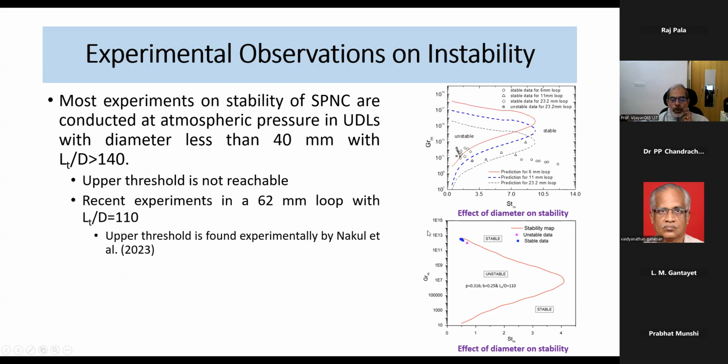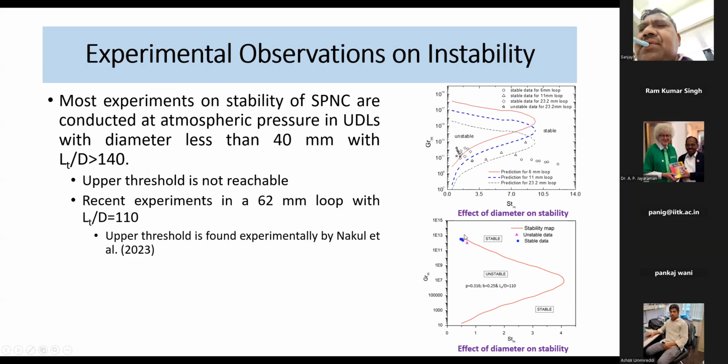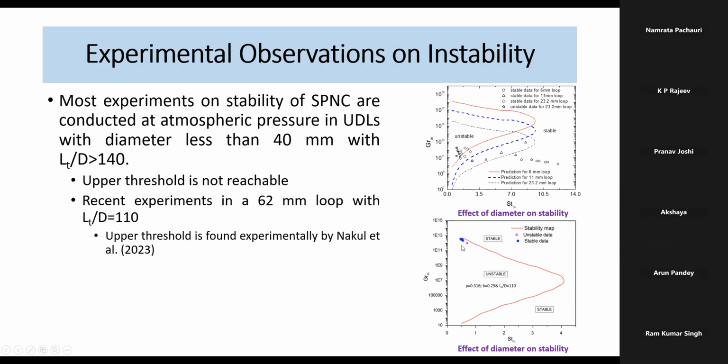Usually the upper threshold is not visible. Actually nobody has done experiments with loop diameters more than 40 mm, and all the experiments are done at atmospheric pressure, so they could not find the instability. Recently, one of our students has done experiments with a 62 mm loop. He wanted to study what people have not studied, so he used a 62 mm loop. And then we found that, in his case, he is able to get instability near the upper threshold.